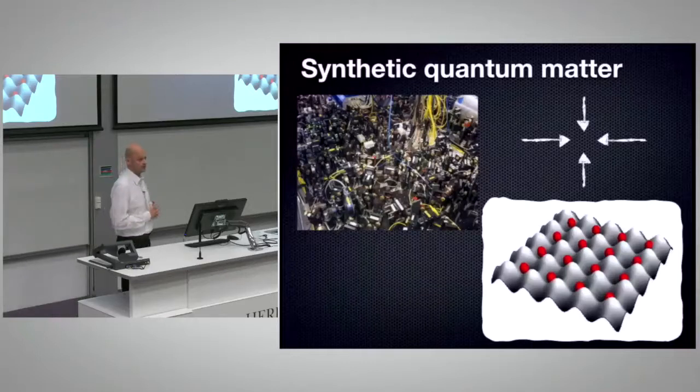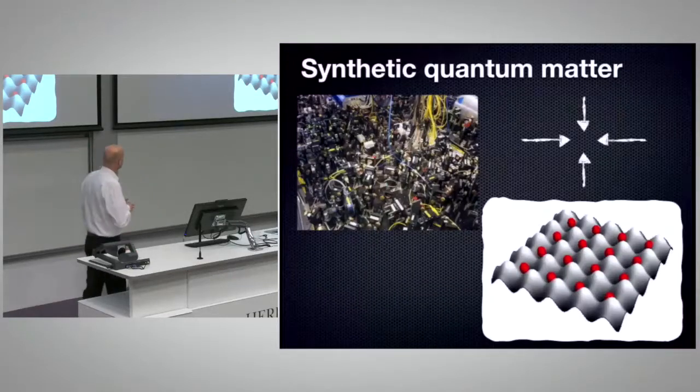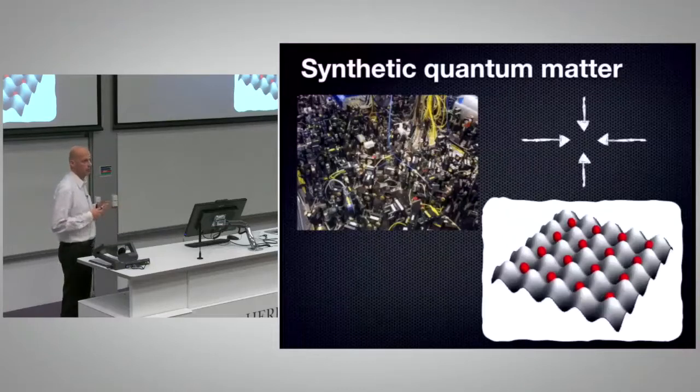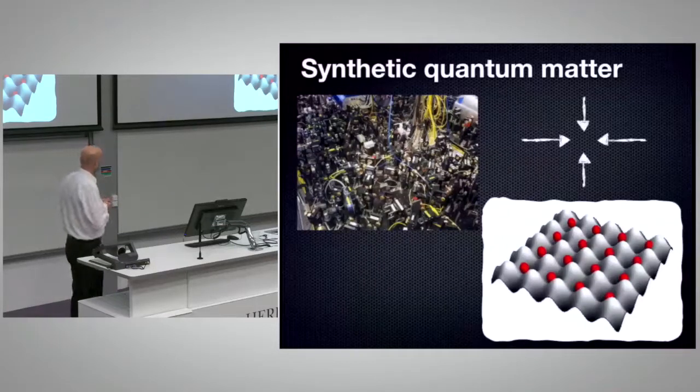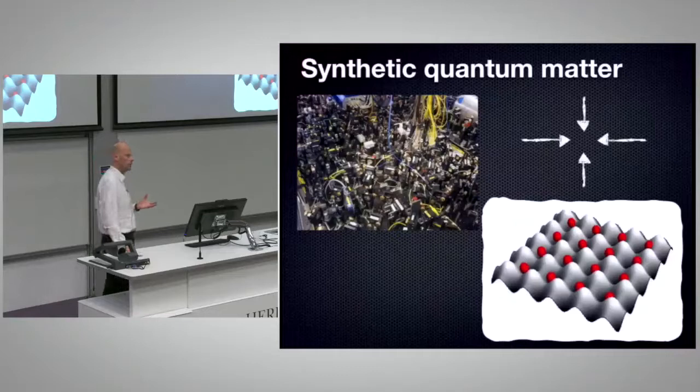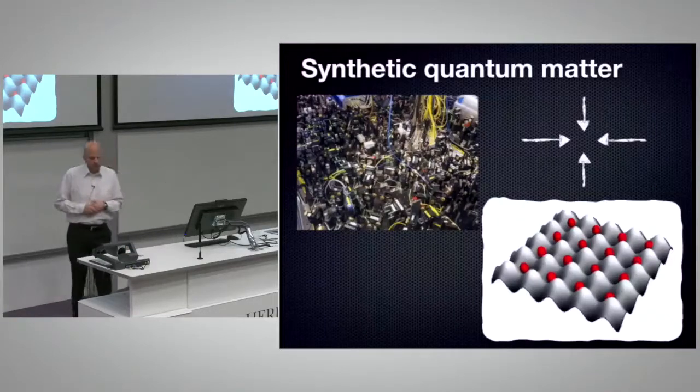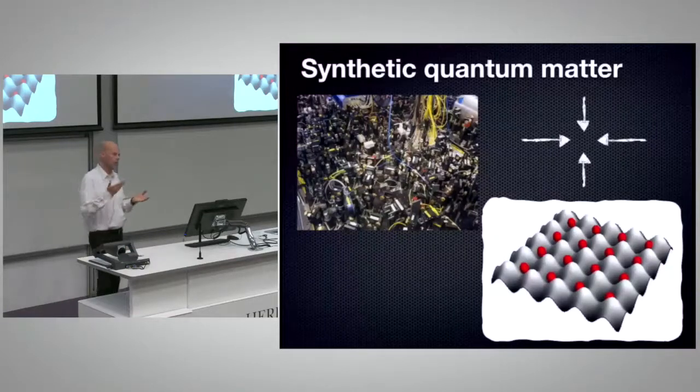They're called optical lattices. You can make an optical lattice using standing waves. And the idea is as follows. You take, in this example, four lasers counter-propagating. If you do that, you get a modulated intensity in both directions. And that modulated intensity, also illustrated here, will act as a confining potential to the atoms.